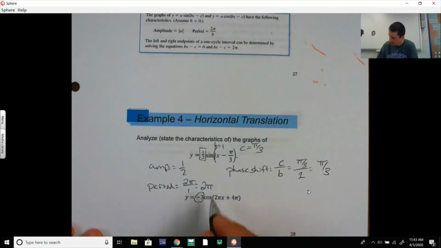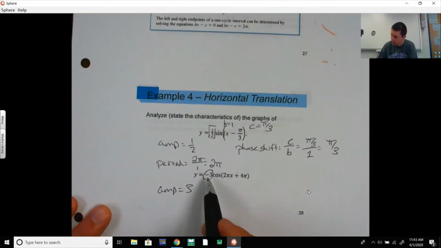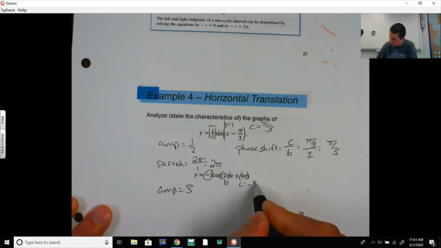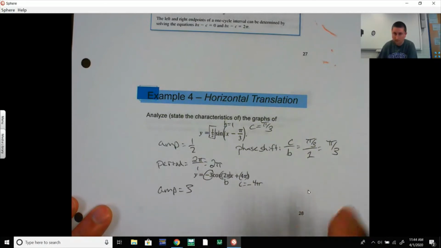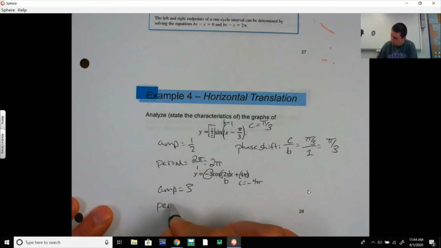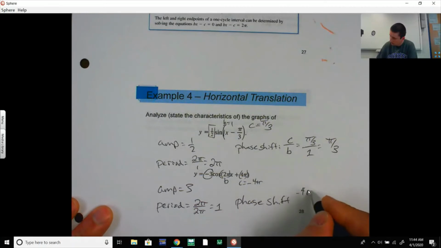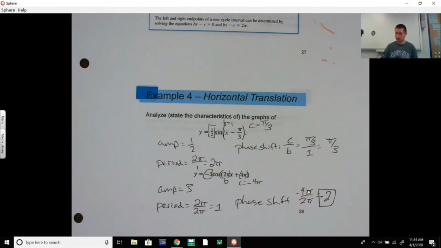So here, see the negative? That just means it's been reflected over the x-axis. Your amplitude is still 3. It's a positive 3, the absolute value of that. Okay, here's your B value, and there's your C. C is going to be negative 4 pi, because it's a plus sign. So your period is 2 pi over 2 pi, which is 1. And your phase shift is negative 4 pi over 2 pi, which is negative 2, which means the whole graph has been shifted 2 units to the left.